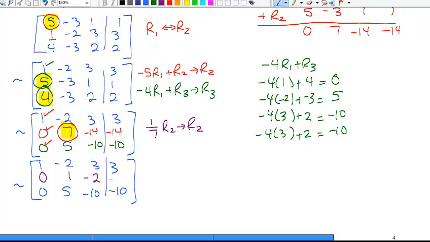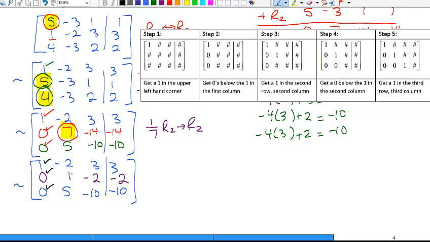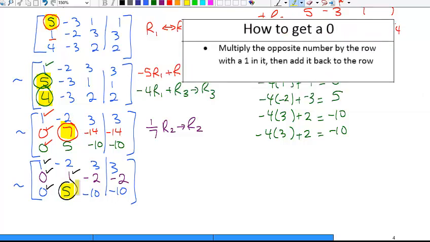Negative 14 divided by 7 is negative 2. All right, so checking on my progress, I have 1 and 0s below it. Check, check. I have a 1, and now I want a 0 below the second one. So in order to get a 0 there, looking at the steps to get a 0, I would take the opposite of positive 5, which is negative 5, times the row with the 1 in it.